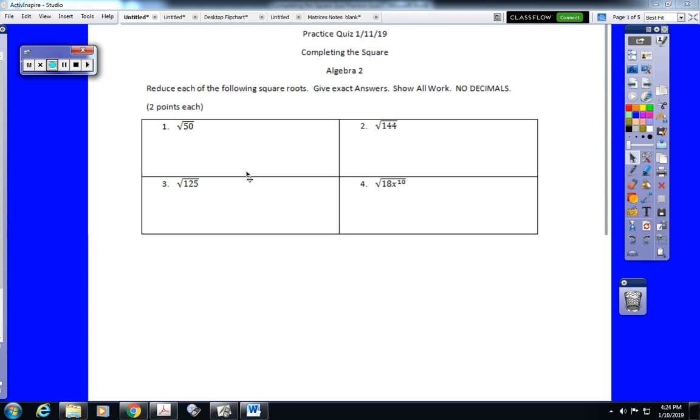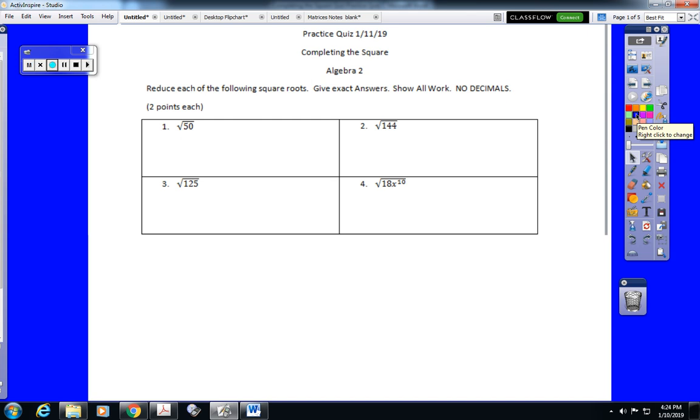So again, this practice test is going to show you problems that exactly mirror what your quiz tomorrow is going to be. It's exactly the same number of problems. The only difference is I will change every single number. So you won't see these exact same problems, but you'll see problems exactly like these problems.